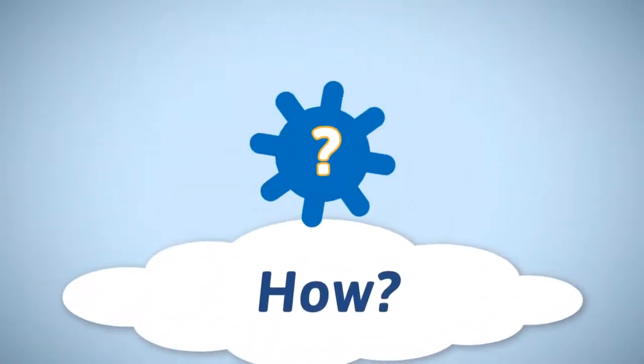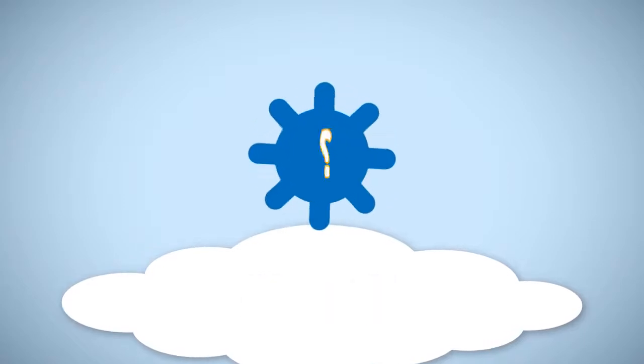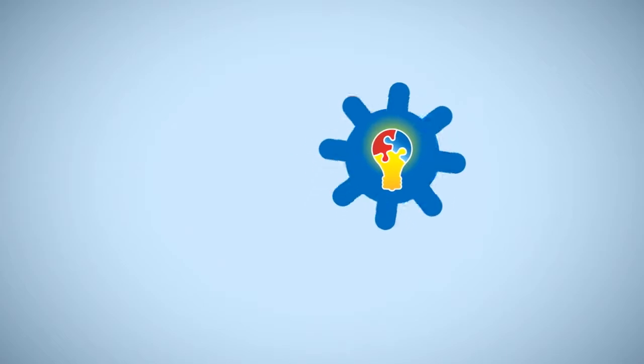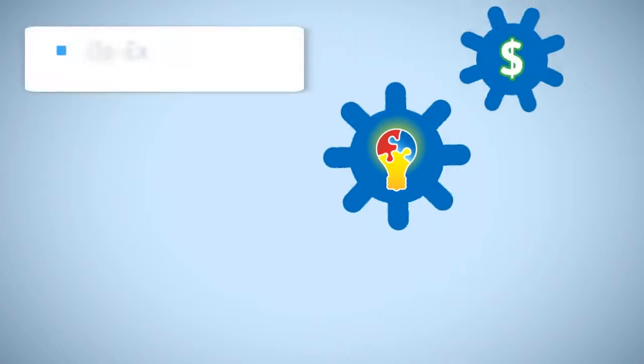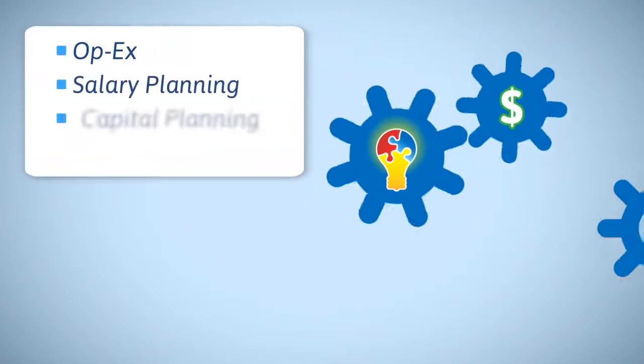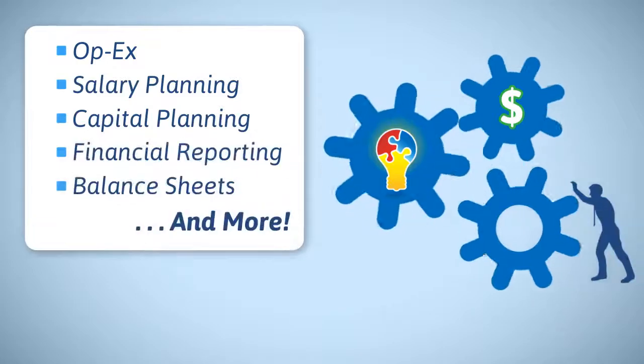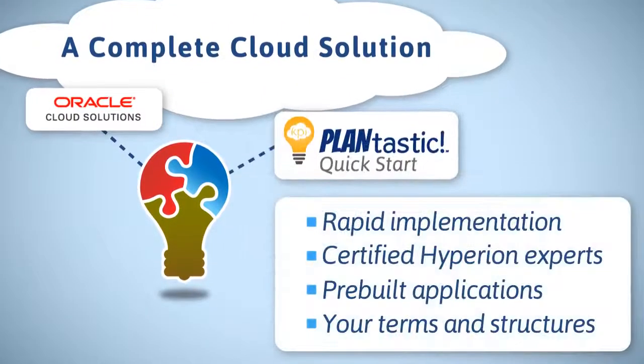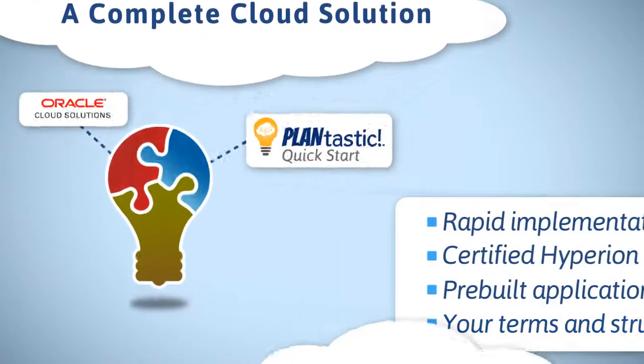So how do you get this state-of-the-art technology up and running quickly to meet the needs of your business? With Key Performance Ideas' PLANtastic. PLANtastic comes pre-built with operational budgeting, salary and capital planning, financial reporting, and more. PLANtastic gives you a proven process for design that uses your terms and organizational structures.